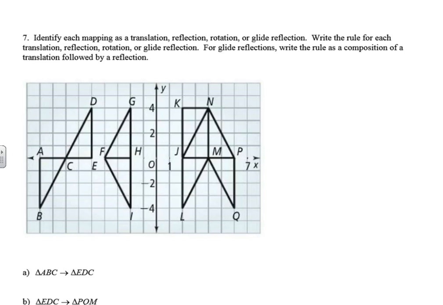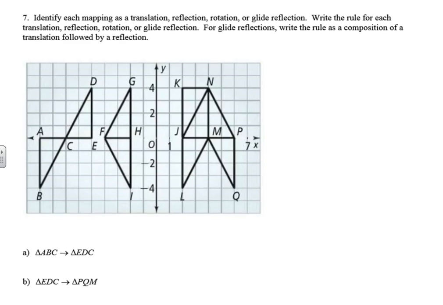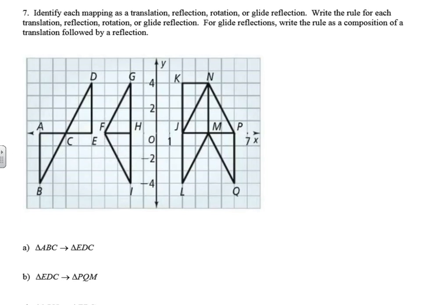So identify each mapping as a translation, reflection, rotation, or glide reflection. Write the rule for each translation, reflection, rotation, or glide reflection. For glide reflections, write the rule as a composition of a translation followed by a reflection. All right, so let's look here. So we've got ABC going to EDC.